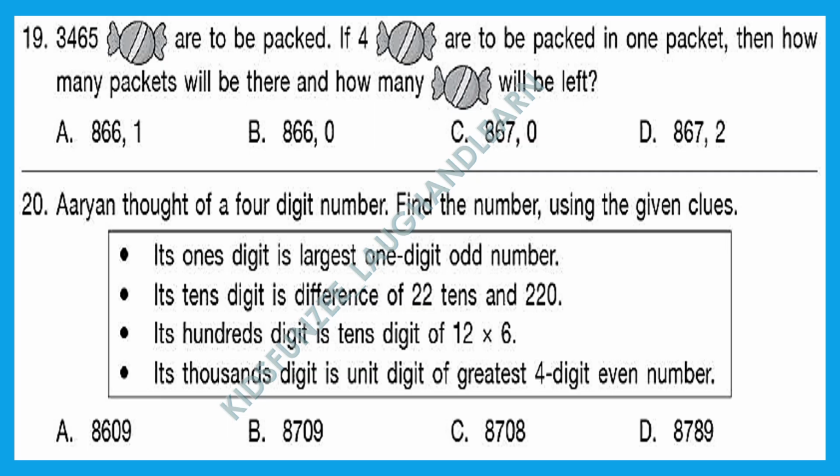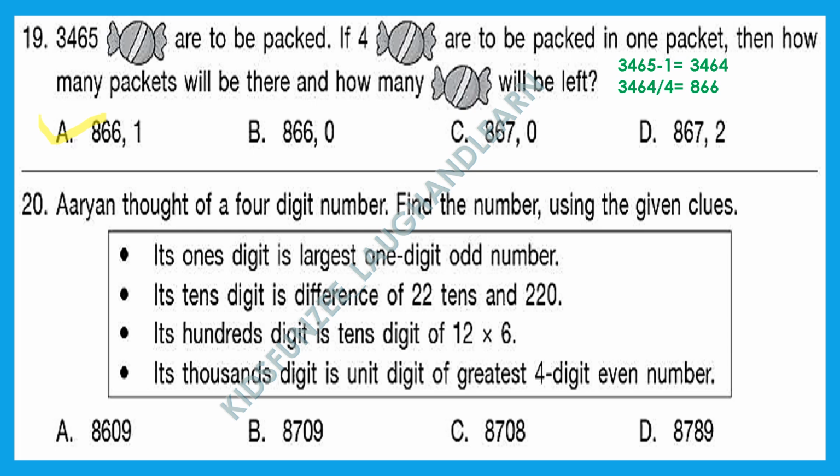What do we do? We go backward. Let's take 1 from it and it will make 3,464. Is it totally divided by 4? Yes, because 64 is absolutely divided by 4. So the total number will also be. And what do we get? We get 866. So from this, what do we learn? That 866 packets can be made of 4 toffees each and 1 would be left. Here the right answer is option A.